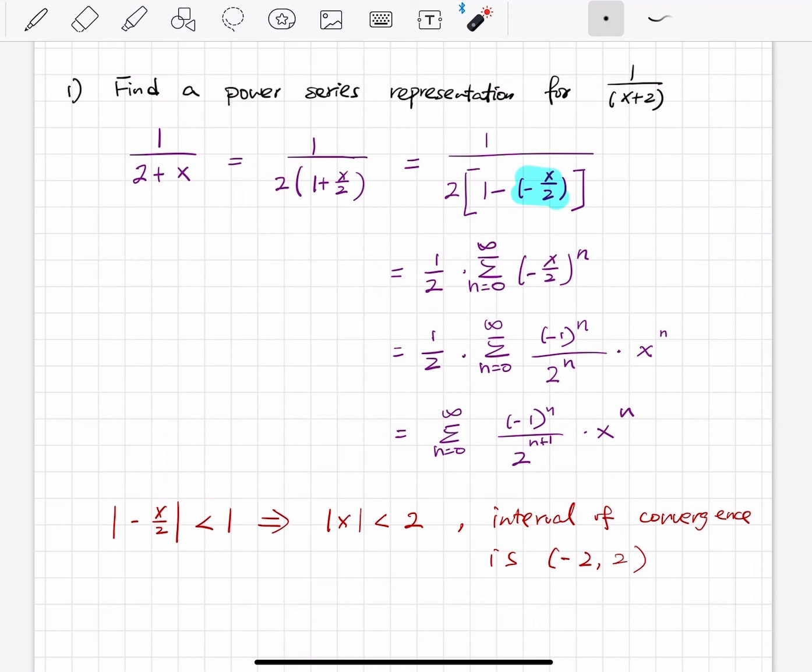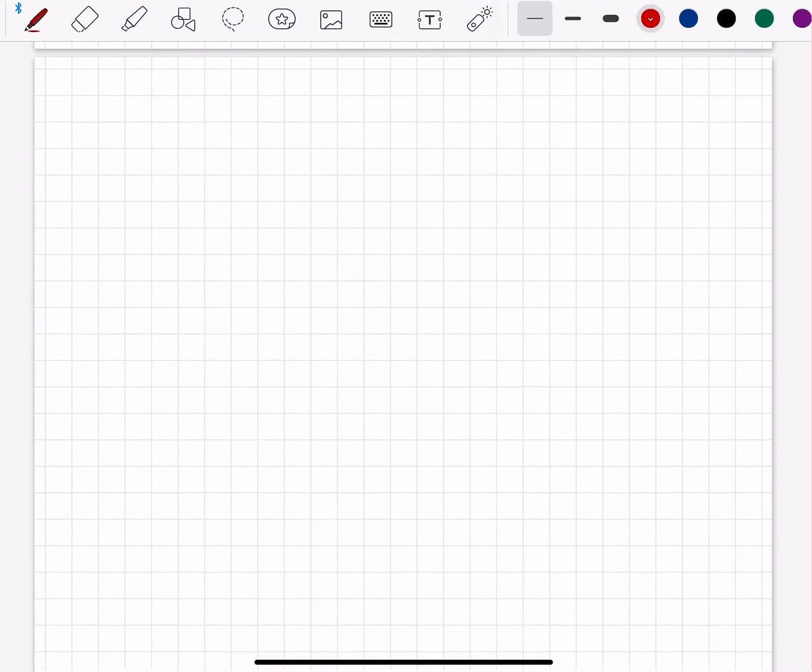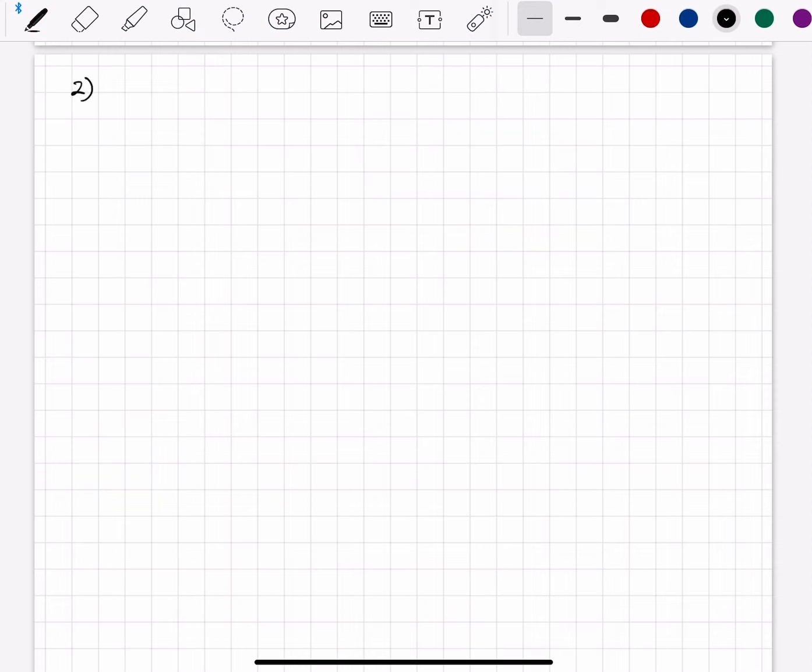Now we also talk about the derivative and the integral for the power series or the function. So let's do another example using that concept. So the second example I have is I want to find a power series representation for the function ln of 1 plus x, and then we also need to find its radius of convergence.